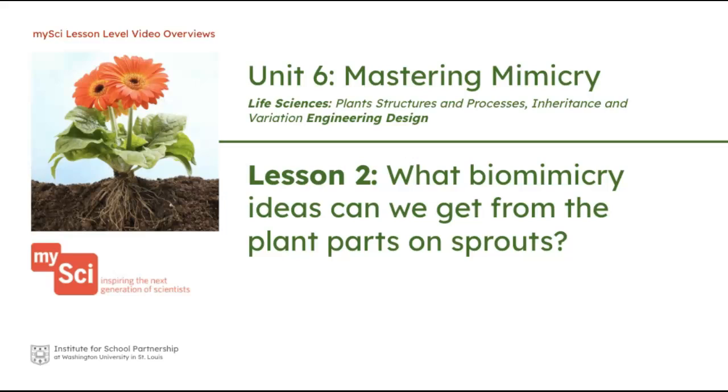Students figure out seeds of the same kind grow plants of the same kind, and that the plants are similar but not identical. Sprouts come from seeds, and the first parts they grow are roots, stems, and leaves. Each of these plant parts has an important job. Students make connections to the storyline by investigating roots, stems, and leaves, and thinking about how inspiration from these plant parts might be used to inspire human inventions.